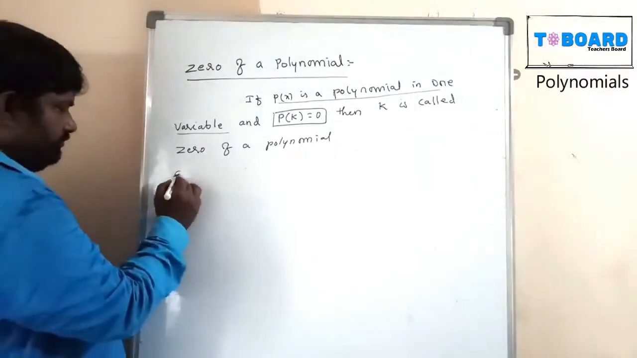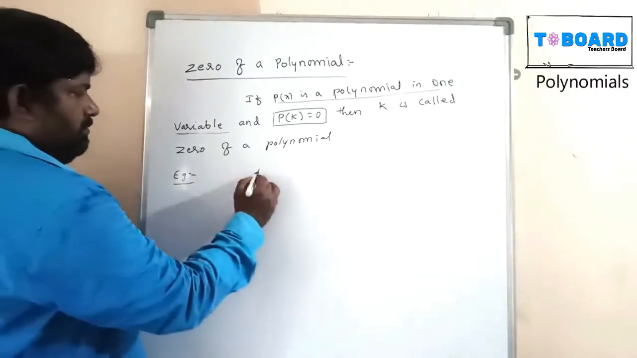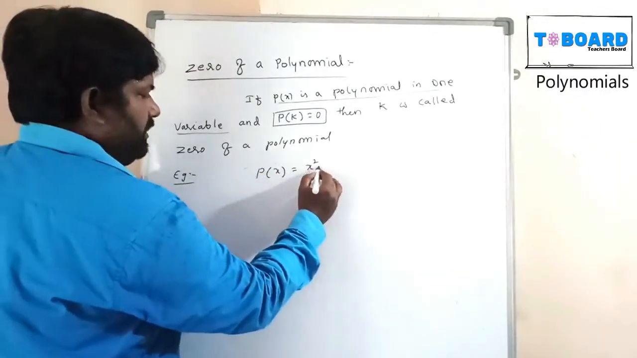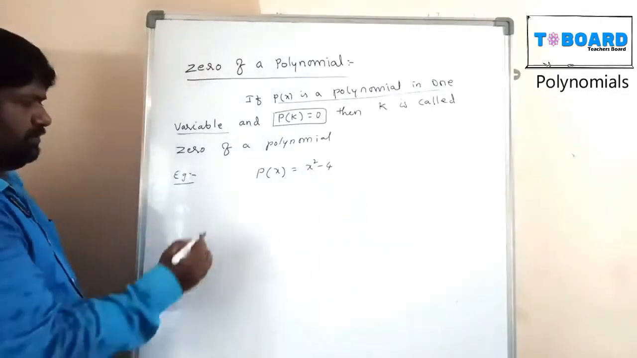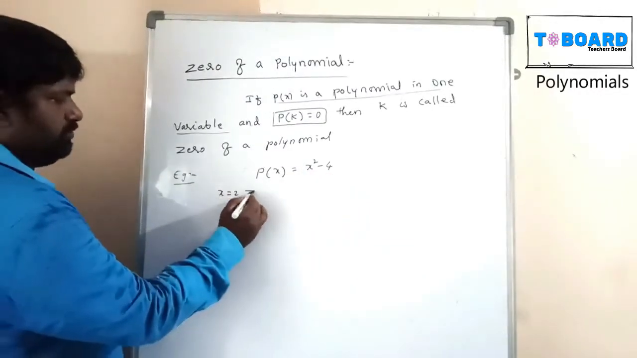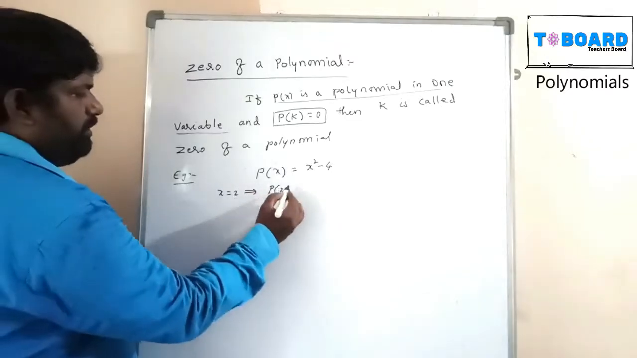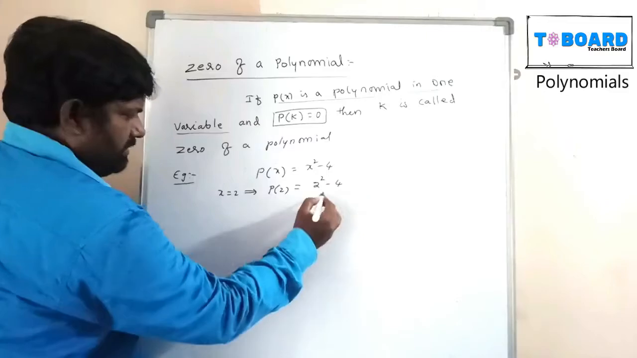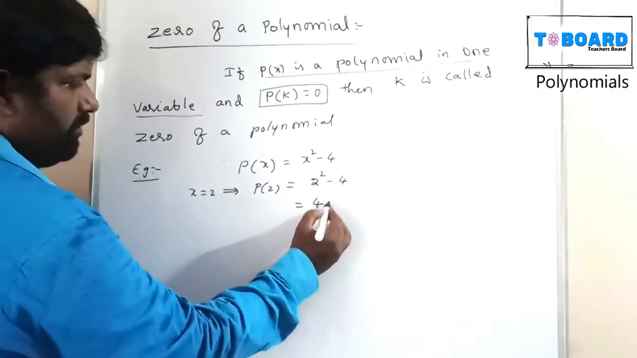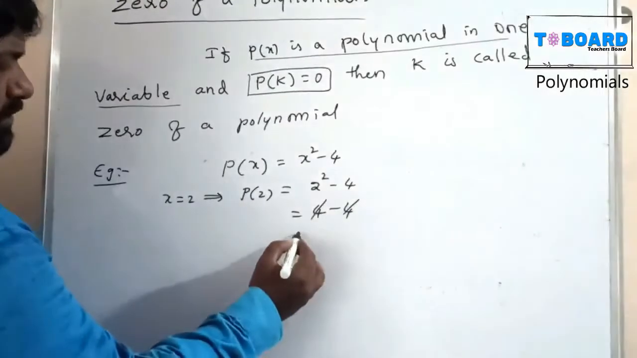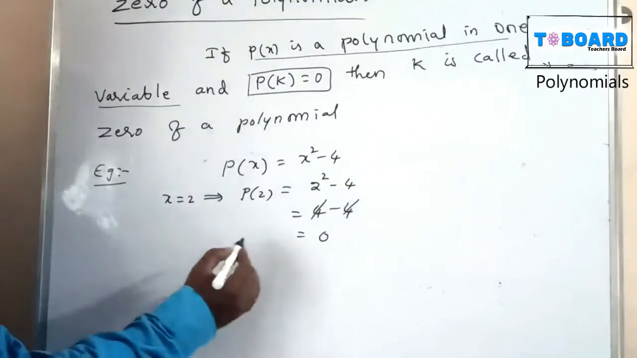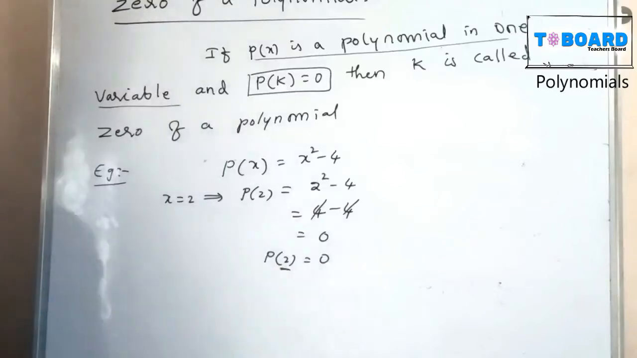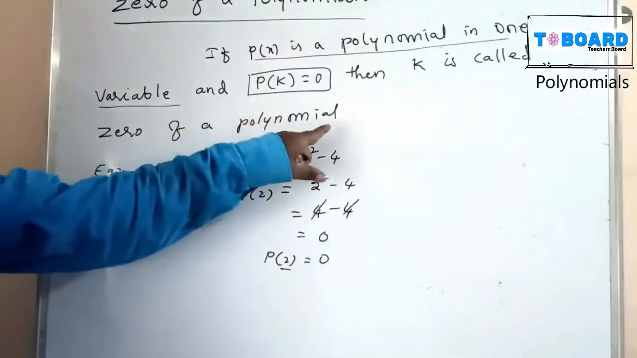Example, p of x equals x square minus 4. Suppose x equals 2, then p of 2 equals 2 square minus 4. 2 square is 4, minus 4; plus 4 minus 4 cancel, 0. So p of 2 equals 0. That means 2 is a zero of the polynomial.